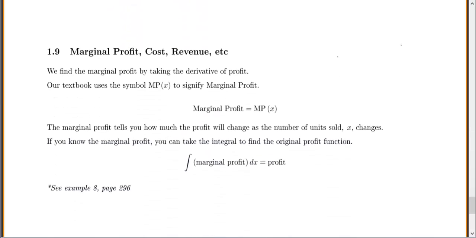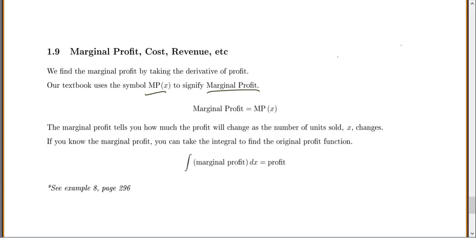And then also, if we want to do a business example, we can do marginal profit, cost, revenue, etc. So we find the marginal profit by taking the derivative of profit. Okay, and our textbook, at least in this chapter, is going to use the symbol MP of x to signify marginal profit. And the marginal profit tells you how our profit changes as our number of units sold changes. Or in other words, remember, your derivative always tells you a rate of change, how you're changing.